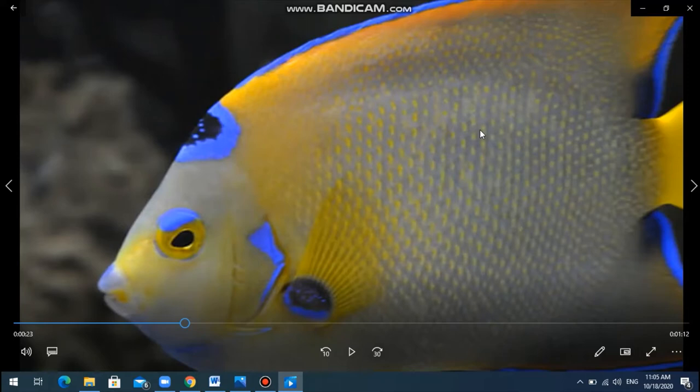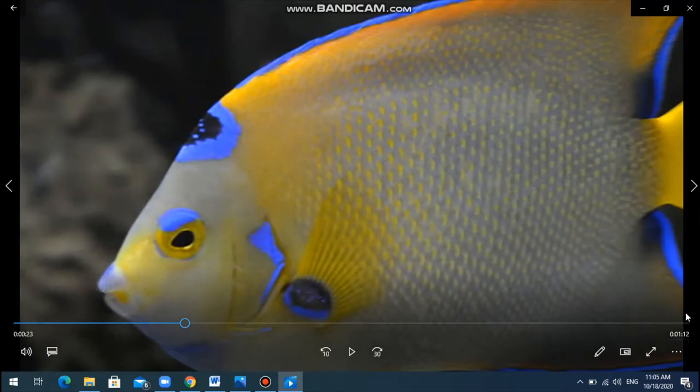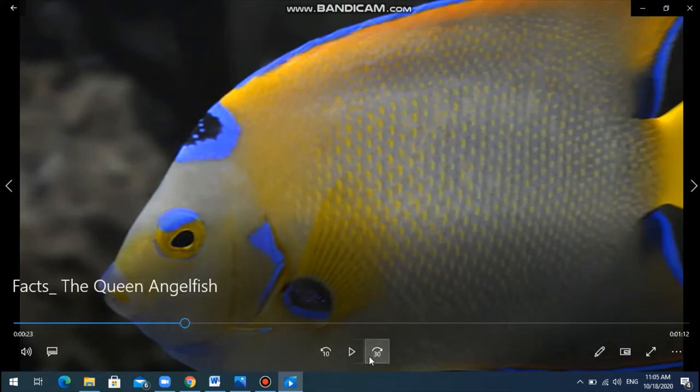Where are the fins, teacher? Look with me here. These are the fins. This is a fin, and also this is a fin, and up here is a fin, and down here is another fin. All of these are fins. Yes, and it uses its fins to swim in the water.